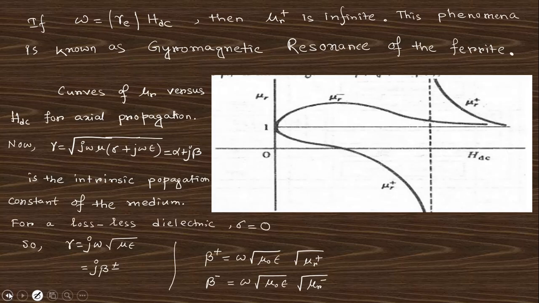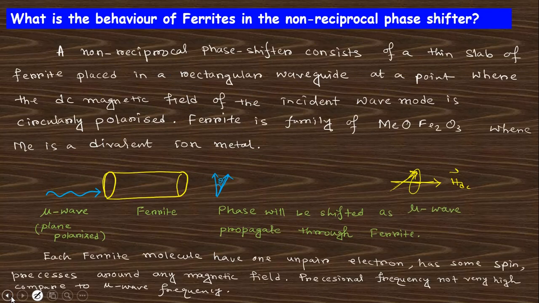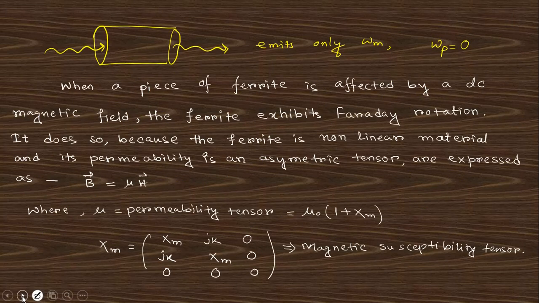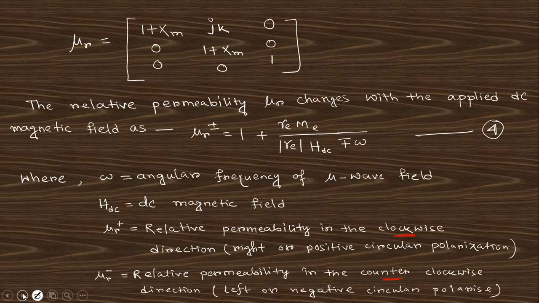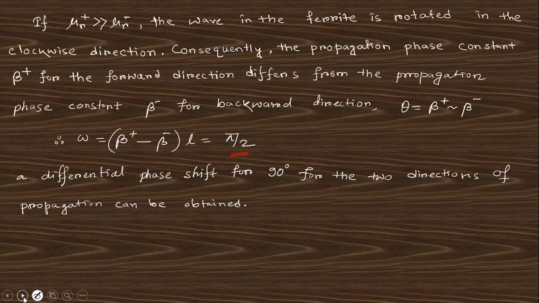This is the actual outcome of this discussion, that a ferrite material behaves like a phase shifter, and this phase shift is 90 degree. This phase shift is 90 degree for a ferrite material. Okay, so using this property, that within the ferrite material there is a phase change of 90 degree, we can use it as a non-linear component of microwave transmission.